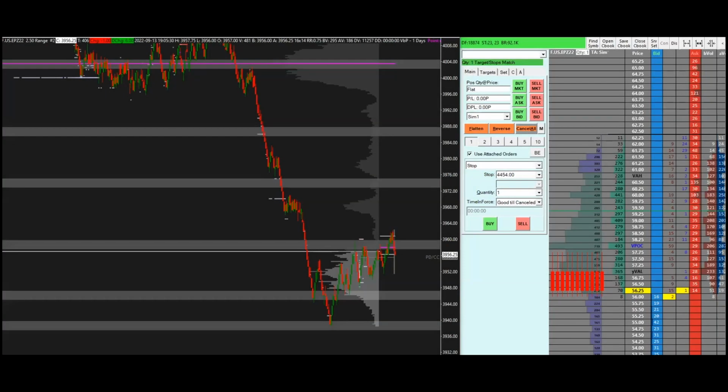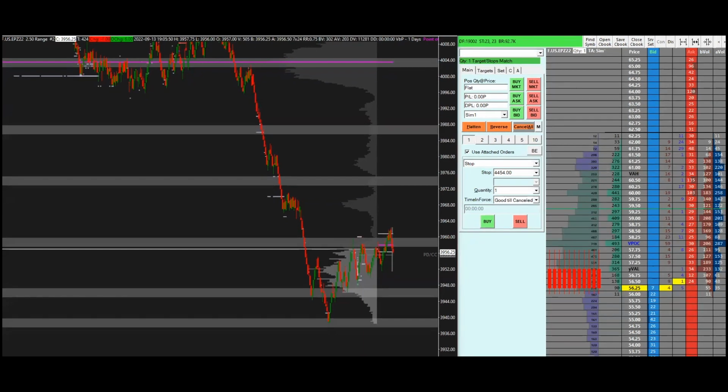Okay, so we're now back at the computer here, and we're going to be taking a look at a few different things on the DOM, using order flow mainly to find not only entries, but trade ideas in the futures market. Like I said, we're going to be using the futures on the S&P 500, and we're going to be using Sierra Chart mainly for this breakdown.